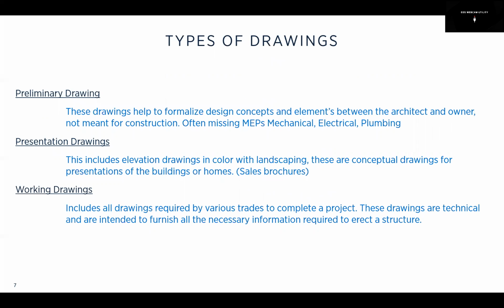All right, types of drawings. There are a bunch of different types of drawings. So we have preliminary drawings. These drawings help to formalize design concepts and elements between the architect and the owner. These are not meant for construction. They're often missing their mechanical, electrical, plumbing drawings and structural details. Preliminary drawings are really just to capture ideas. Your architect and your owner are just going through the motion of what you want in this building. The owner tells them, the architect draws it, and we have our preliminary drawings that way.